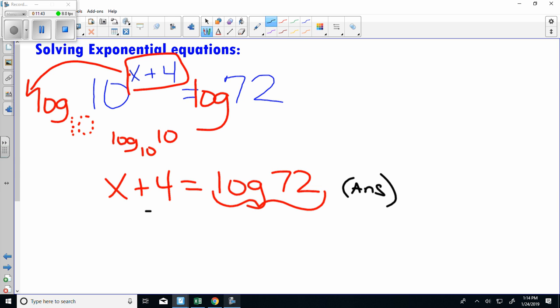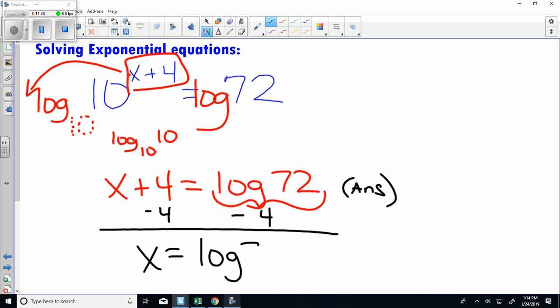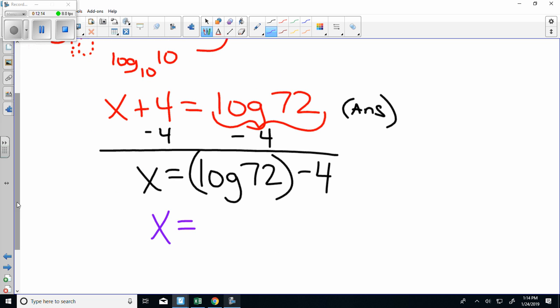So now to solve for x here, we would subtract 4. And so then x equals log 72 minus 4. And if you type in log 72 on your calculator, that is 1.857332496. And when you subtract 4, you will get a negative 2.14266. So this would be x equals a negative 2.143 if we're going to 3 places. And then it's approximately equal to.